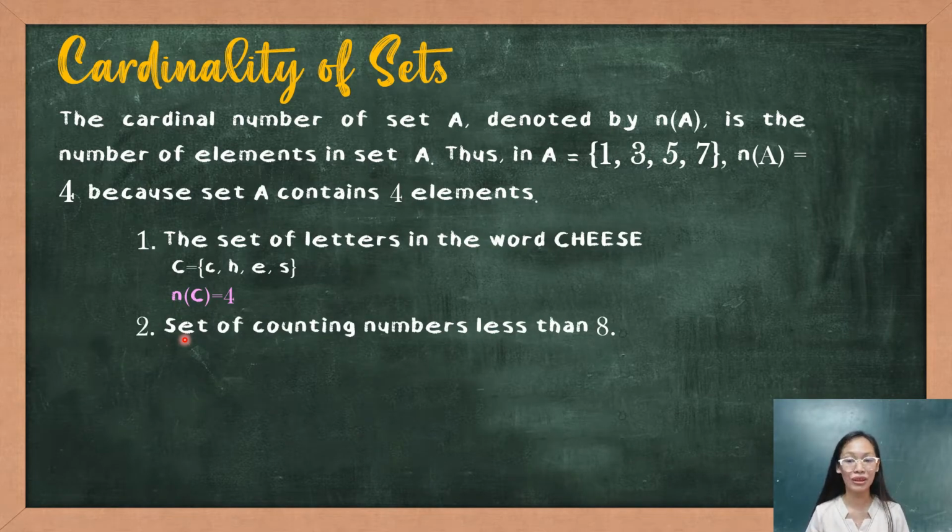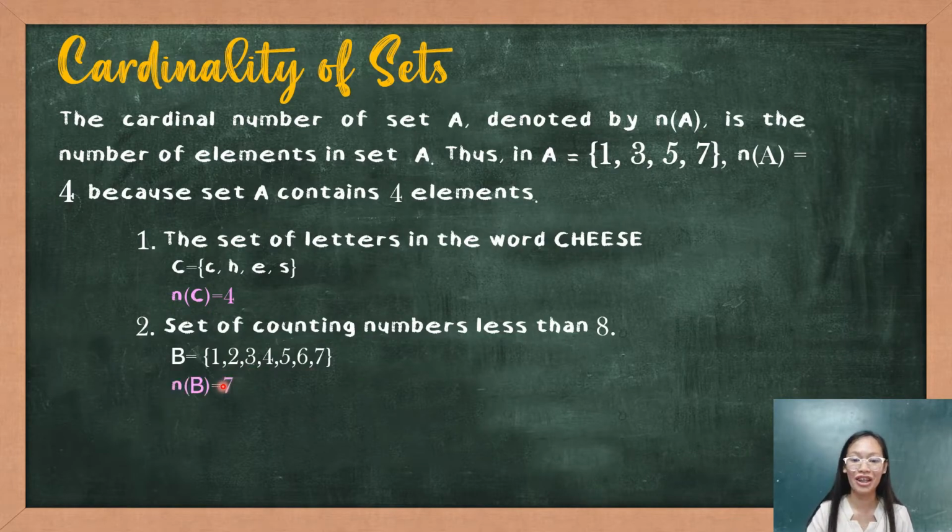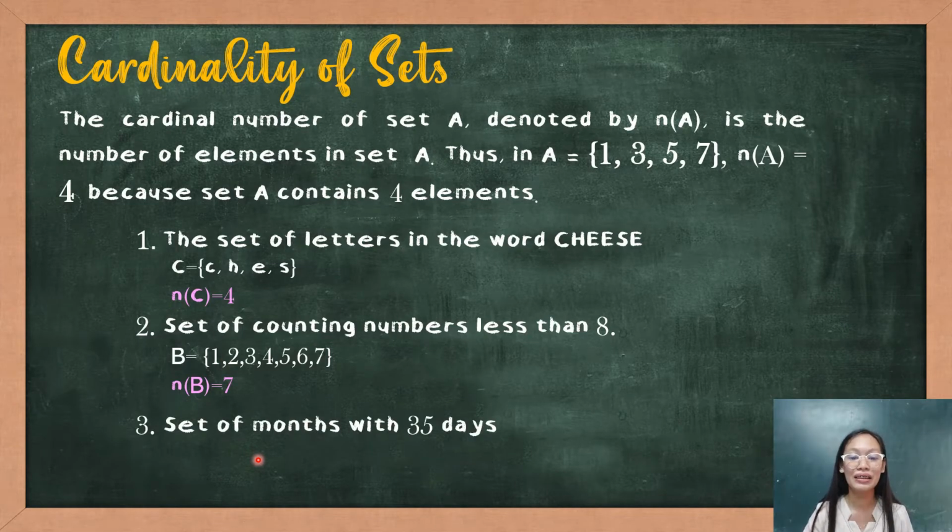Next, number 2, the set of counting numbers less than 8. Ano ba yung mga numbers na less than 8? So, less than 8, 7. So, those are 1 to 7. So, bilangin natin kung ilan yan lahat. So, its cardinality is equal to 7. Ang dali lang, ano?